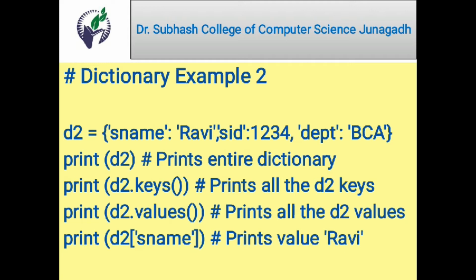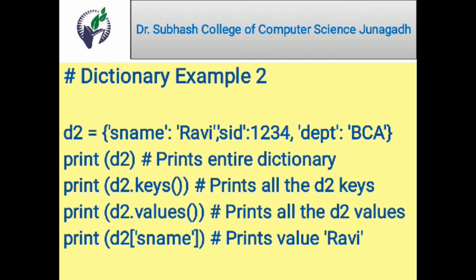Second key, that is student ID. Again it is in a pair of single quotes. Value student ID 1234, that is numeric, separated by colon. Again, here that is the comma. Third key, that is DEPT, colon, value, that is BCA, and enclosed with the curly bracket. So here dictionary D2 is created and three key-value pairs are stored.